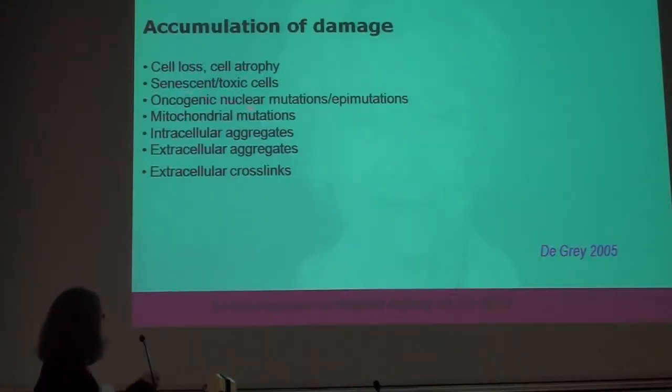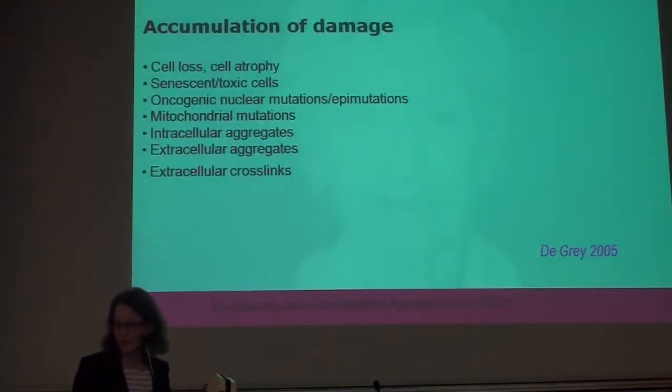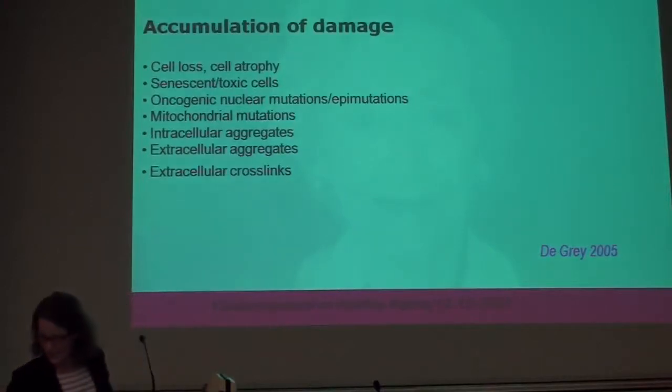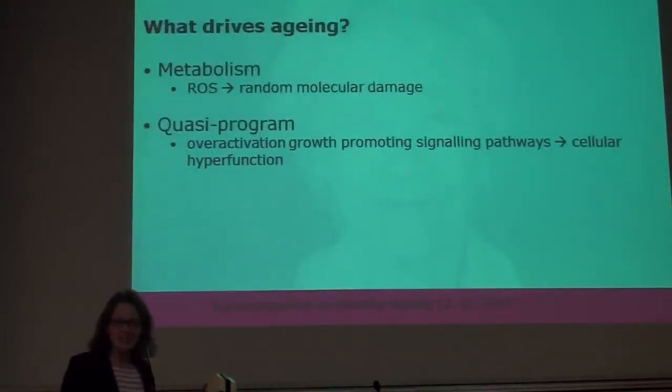There can be damage to the DNA, which can be nuclear or in the mitochondria. There can be all sorts of aggregates in the cells or outside the cells, and there can be extracellular crosslinks, for example, due to glycation processes, which will be discussed, I think, in the next lecture. And at the moment there's quite a lot of discussion ongoing on which of these types of damage is the principal driver of aging, and which mechanism causes this damage, also with respect to how we could, in the end, tackle the aging problem.